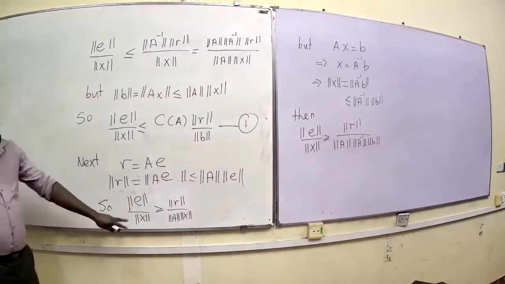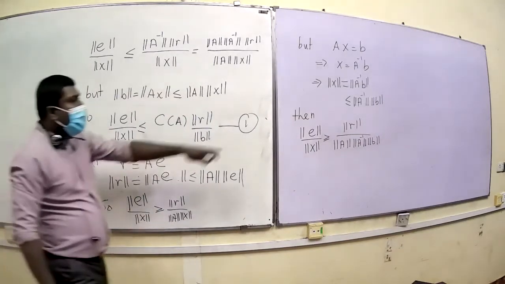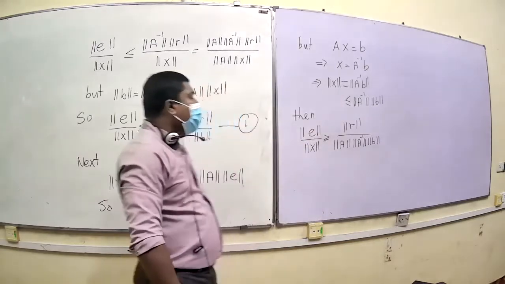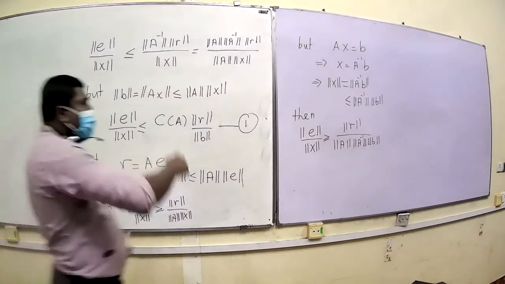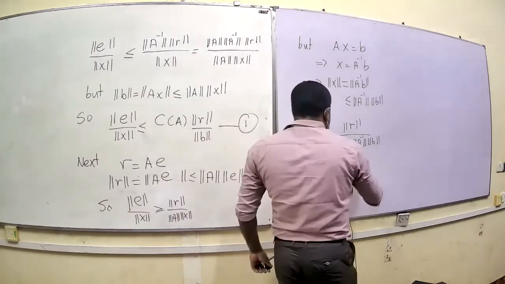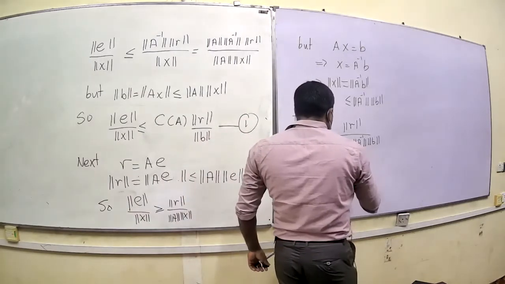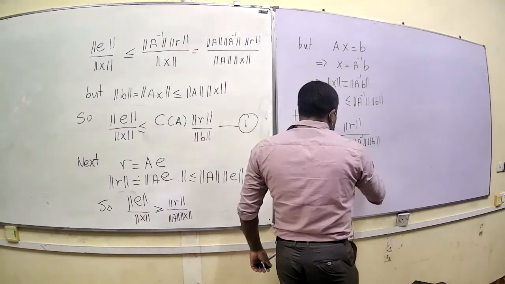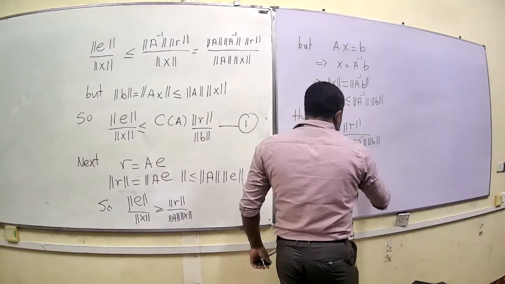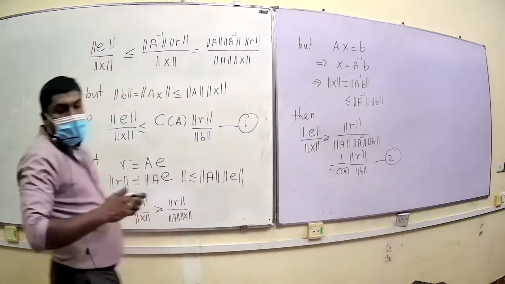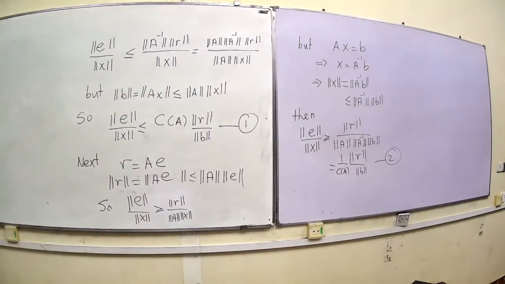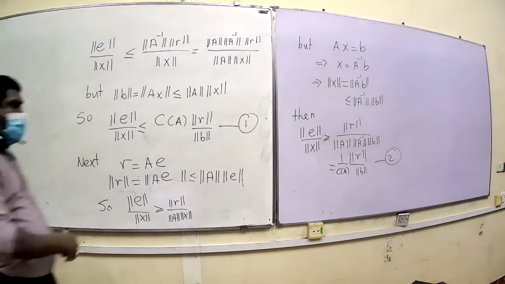Okay, so you combine this inequality and this inequality. 1 upon norm of X is greater than or equal to 1 upon norm of A inverse times norm of B. Right, so you combine them, you get this. But this is the condition number. Right. So this is 1 upon condition number of A times norm of R over norm of B. Okay. So if you combine 1 and 2, you will get the result. Right.